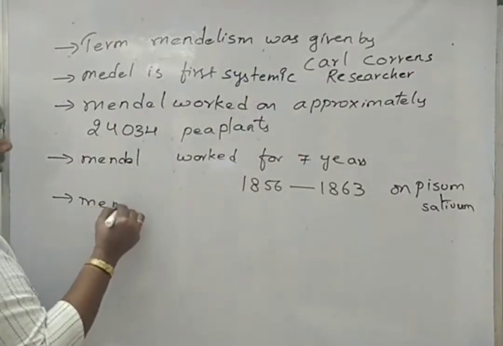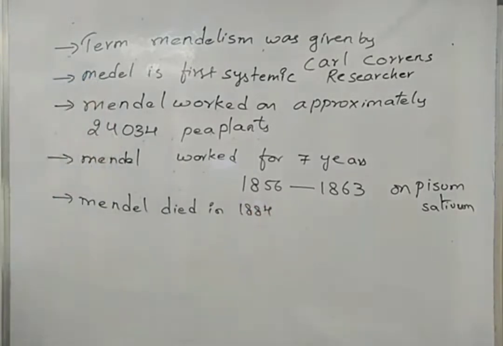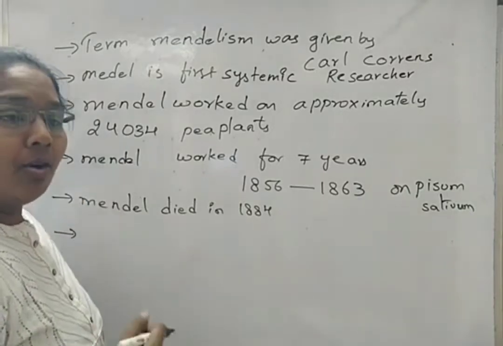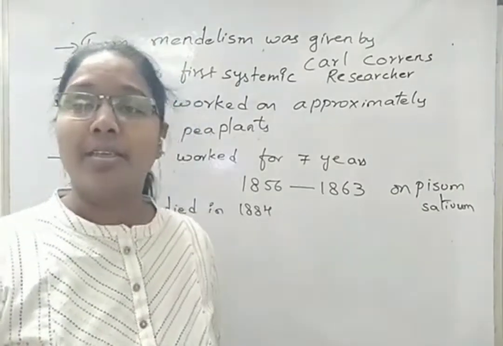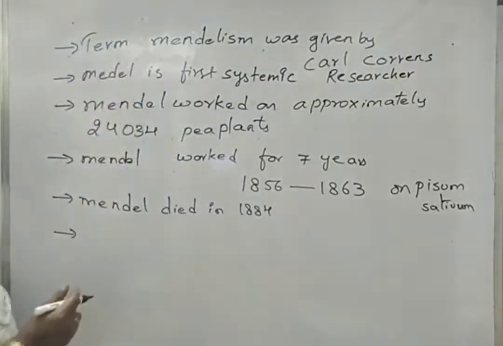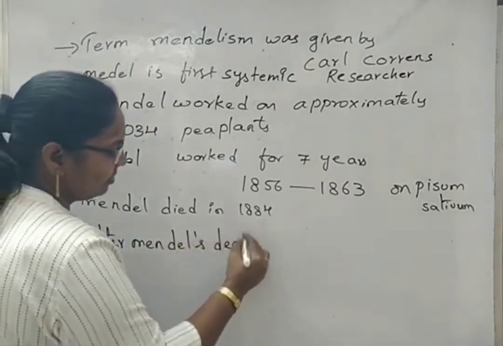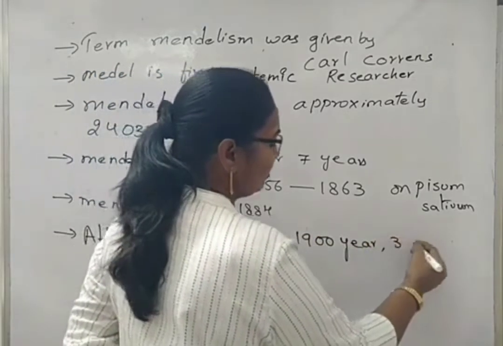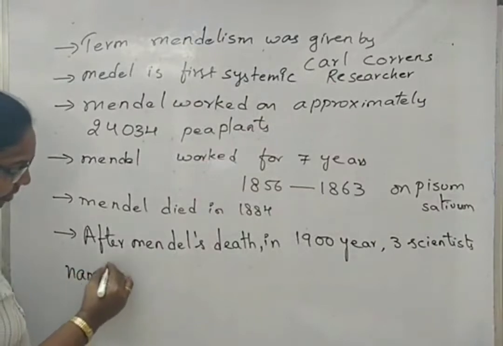Mendel died in 1884. After Mendel's death, in the year 1900, 3 scientists got some basic details about the work done by Mendel, and they started further work and research on Mendelism. What are the names of those scientists? Hugo de Vries.